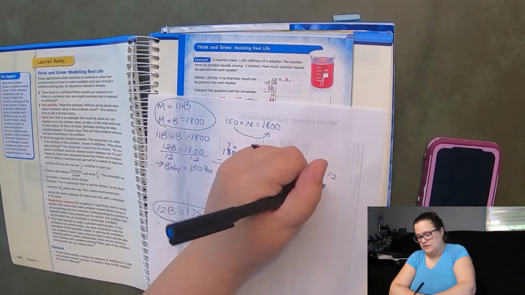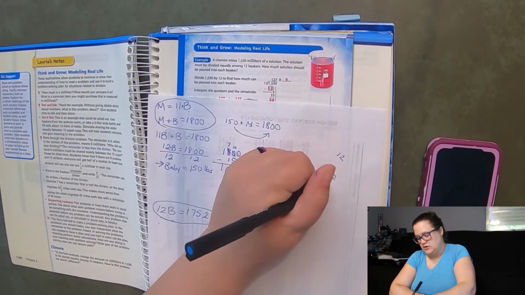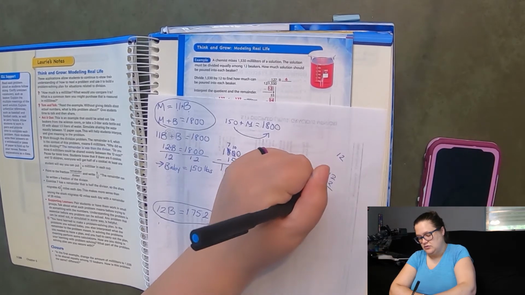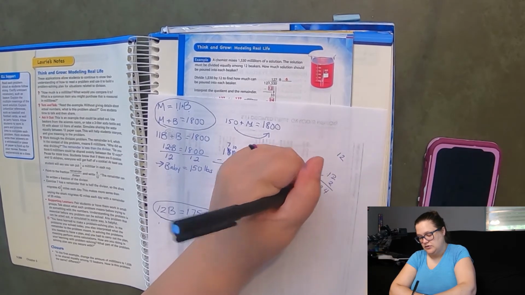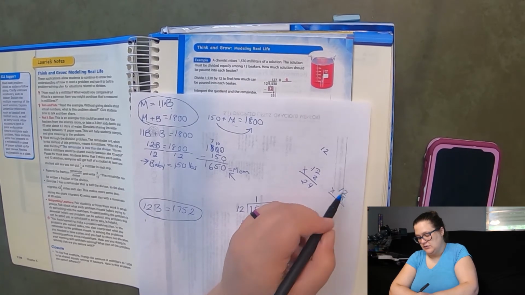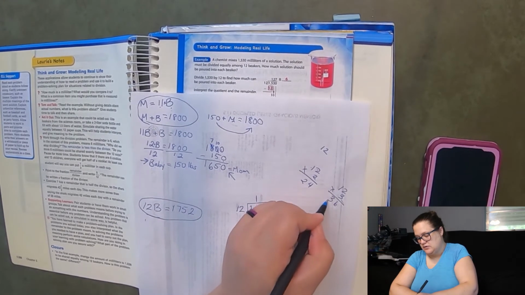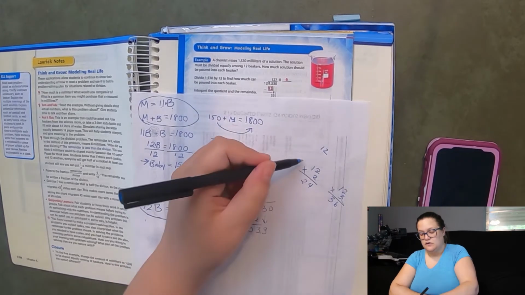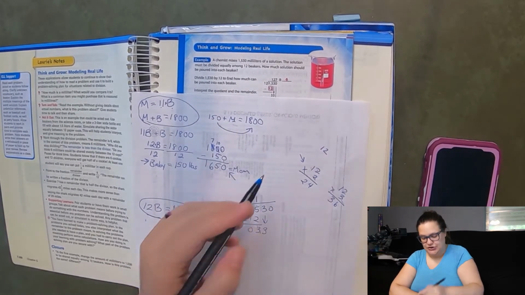12 times 1 is 12. 12 times 2. 2 times 2 is 4. 2 times 1 is 2. 12 times 3. 3 times 2 is 6. 3 times 1 is 3. 36 is too big. So the closest we can get without going over is 2.